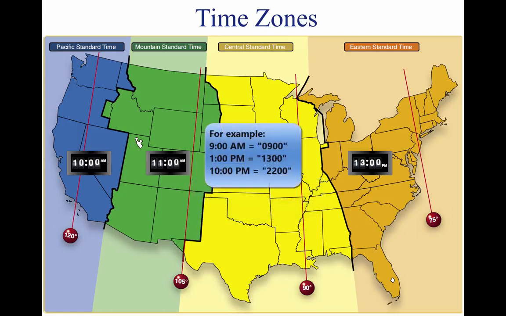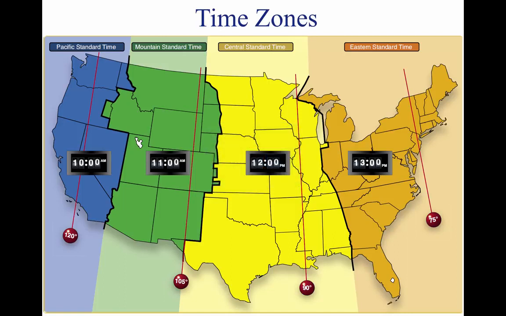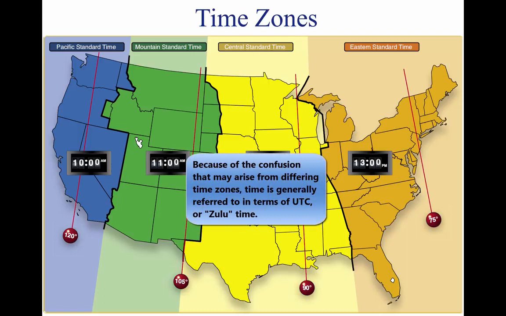For example, 9 a.m. is expressed as 0900, 1 p.m. is 1300, and 10 p.m. is 2200. Because a pilot may cross several time zones during a flight, a standard time system has been adopted.